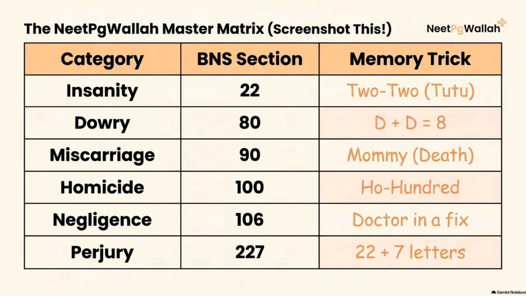Before we go to our final trial, I want you to take a mental screenshot of this master matrix right now. We have meticulously covered every single critical trick so you don't miss a point tomorrow. Let's recap. Insanity is the 22, 22. Dowry is D plus D, 80. Miscarriage death is the mommy at 90. Homicide is ho, 100. Negligence puts the doctor in a fix at 106. And perjury is your insane man plus 7 letters, giving you 227.